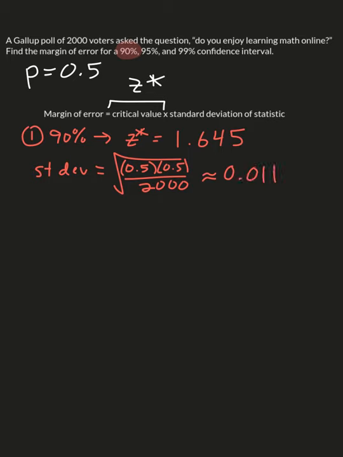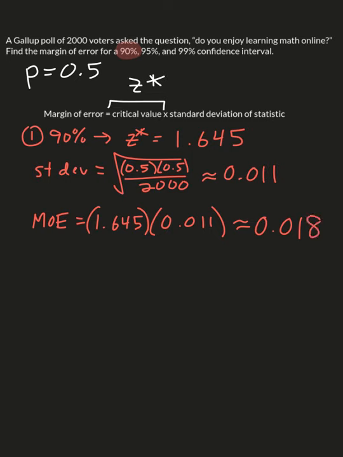So now I have both the critical value and the standard deviation. So the margin of error, which I'm going to abbreviate MOE, the margin of error for 90% confidence is the critical value, 1.645, multiplied by the standard deviation, 0.011. And I end up getting a margin of error of approximately 0.018. So that is my margin of error for a 90% confidence interval.